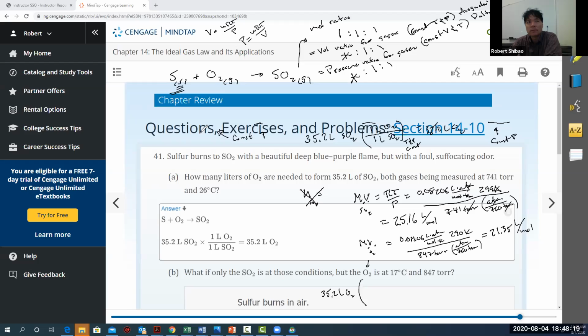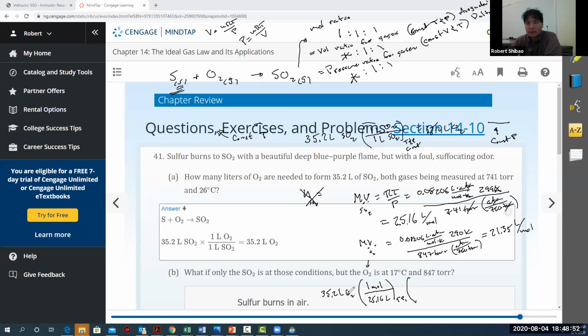And so for solids and liquids, we need the density and the molar mass. For gases, we only need the molar volume. And so 35.2 liters, and then we know that 1 mole of gas under these conditions occupies 25.16 liters. Okay, so this is going to be under TP1. We'll just say TP1.